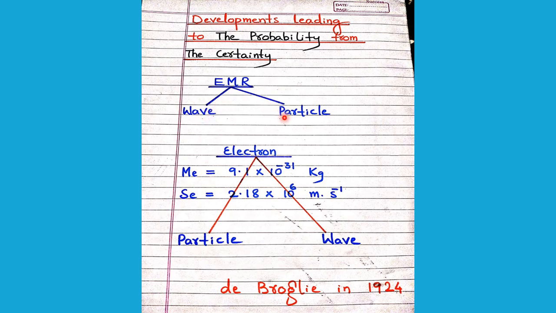In the same way, Louis de Broglie concluded, when an electron with such small mass and high speed is a particle, why can't it have the wave nature? And it was proved correct afterwards. Therefore, de Broglie in 1924 gave a wonderful equation. Let us see. De Broglie equation.